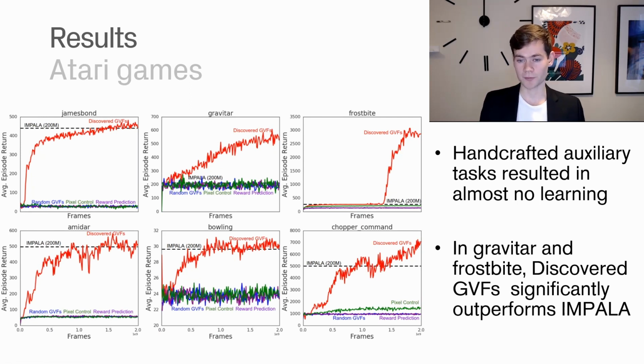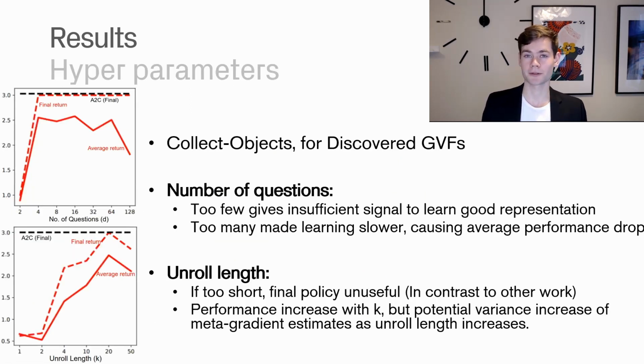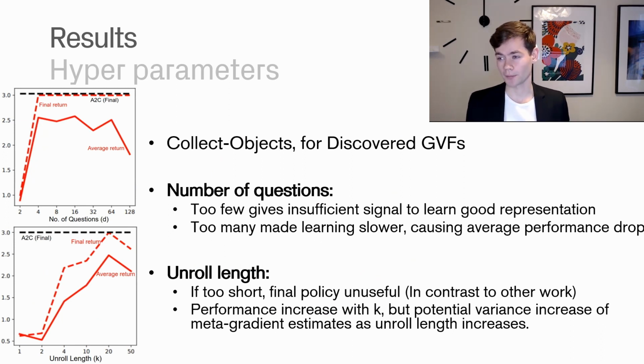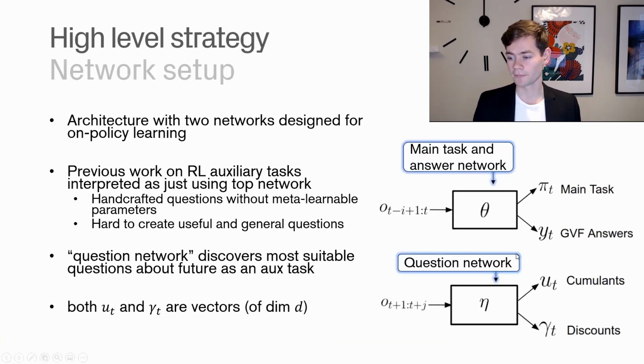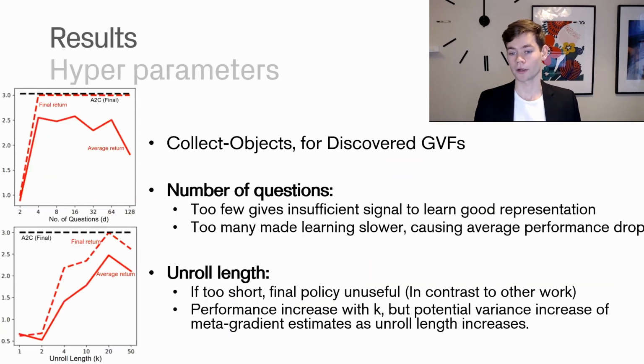In addition to just these pure results, we also have results when it comes to the hyperparameters of this architecture. So we discussed in the beginning that we have vector valued quantities going out from our network. We can have a look at it again. So in the question network here, we said that the cumulants and discounts are vector valued because we could have a number of auxiliary tasks, a number of questions that we ask ourselves. And so this is what we're investigating with the top left figure here. So this is the number of questions, and then we have performance on the axis here.